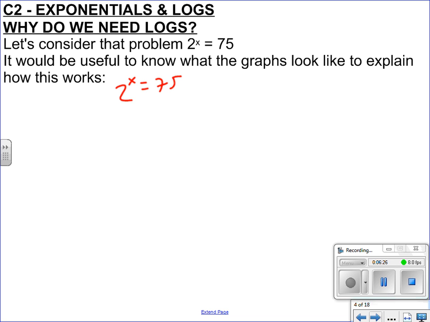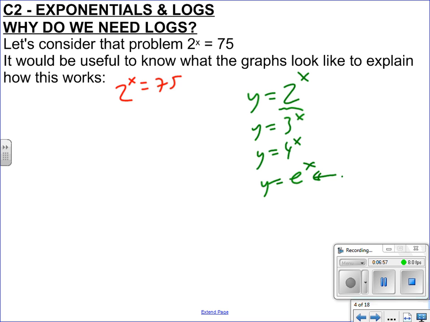So what are logs and what do I mean by exponential? The exponential is our y equals 2 to the x bit. This is an exponential function because you've got a constant raised to the power of a variable. Y equals 2 to the x is a function. Y equals 3 to the x is an exponential function, 4 to the x, y equals e to the x. You may have heard of e. Y equals e to the x is called the natural exponential. But you'll get to that in C3 in second year.